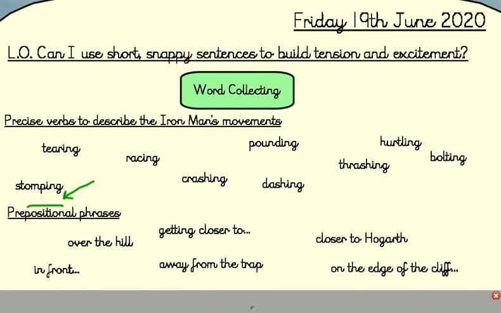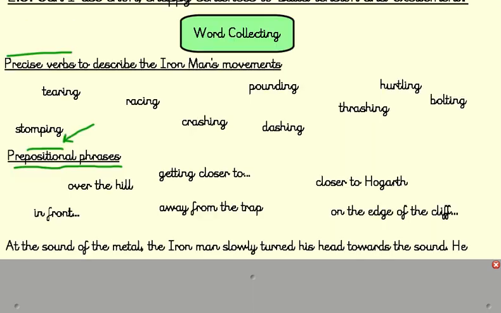Okay, good job. Now I'm going to use both these precise verbs and prepositional phrases to show you how I'm going to write a paragraph filled with short, snappy sentences, precise verbs and prepositional phrases to build that tension and excitement in our story. Here we go. And as I'm reading, see if you can spot any of those precise verbs and prepositional phrases that I've used.